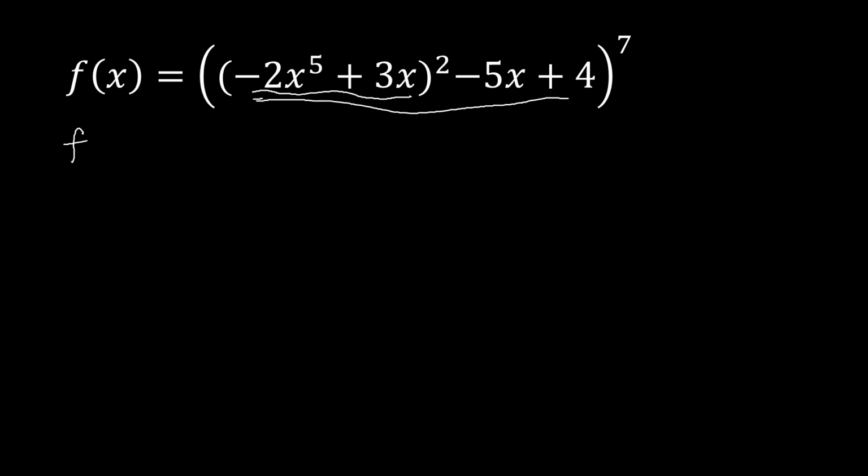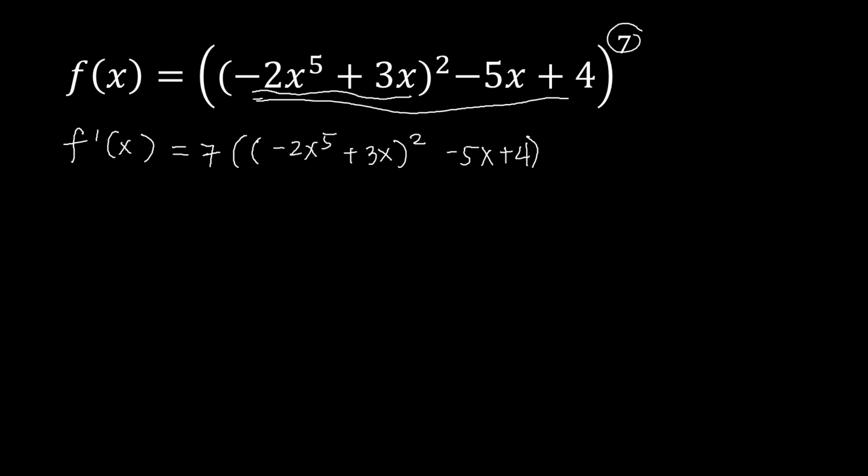Getting the derivative of that function, that's equal to, we start from the outer function. So we have 7 here, we bring it down, and then copy the entire thing. So we have negative 2x to the power of 5 plus 3x to the power of 2 minus 5x plus 4, raised to the power of 7 minus 1, and that is 6.